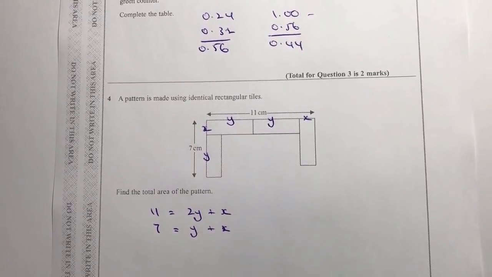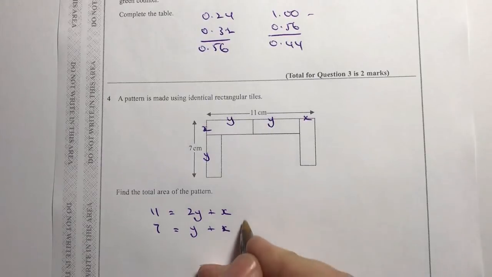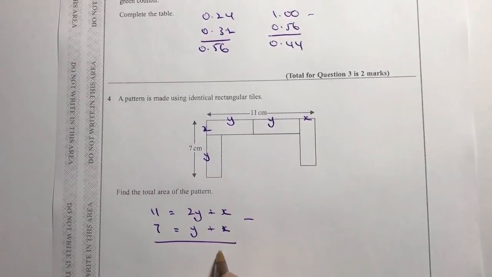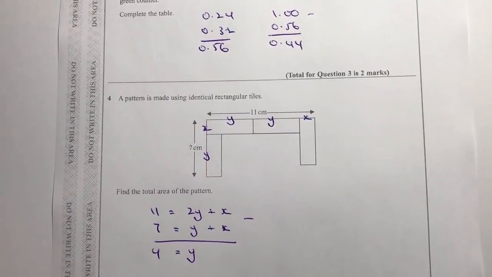Okay, and then really it's just a case of working that through as a simultaneous equation. So what I can do is I can just minus one from the other. So I've got x minus x here. Well, that's brilliant because it then just leaves me with the y terms and some numbers. So I've got 2y minus y, well, that's going to give me y. And then I've got 11 minus 7, well, that's going to give me 4. So now I've worked out that y equals 4.